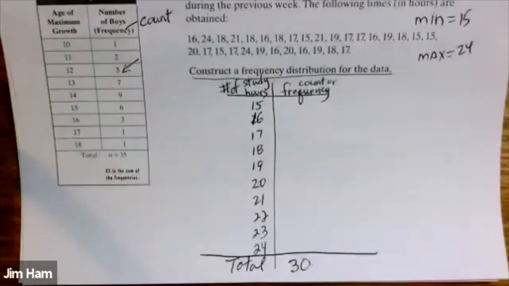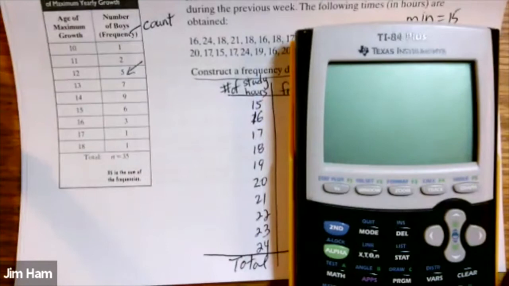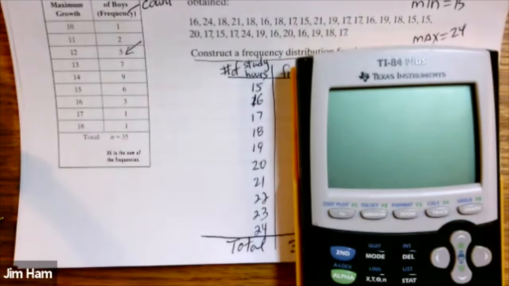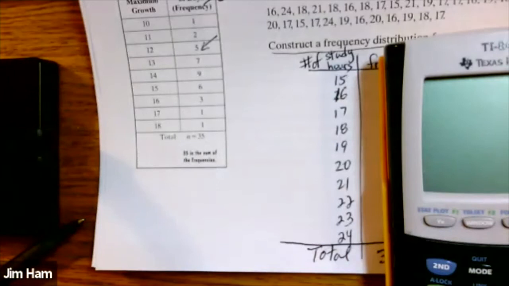All right. I'm going to go right to the graphing calculator here. You'll see the benefits of this immediately. Usually what this would require you to do is to go through that list of 30 data values about 10 times, counting the number of 15s and then counting the number of 16s and so on.